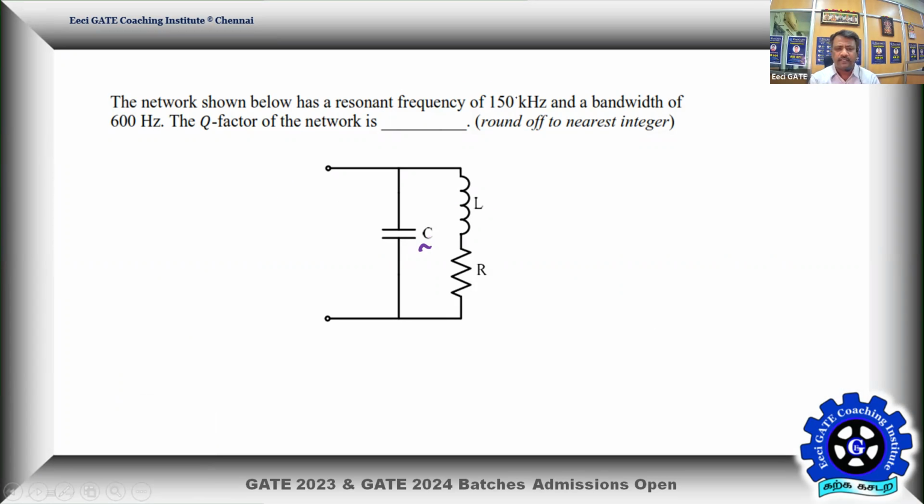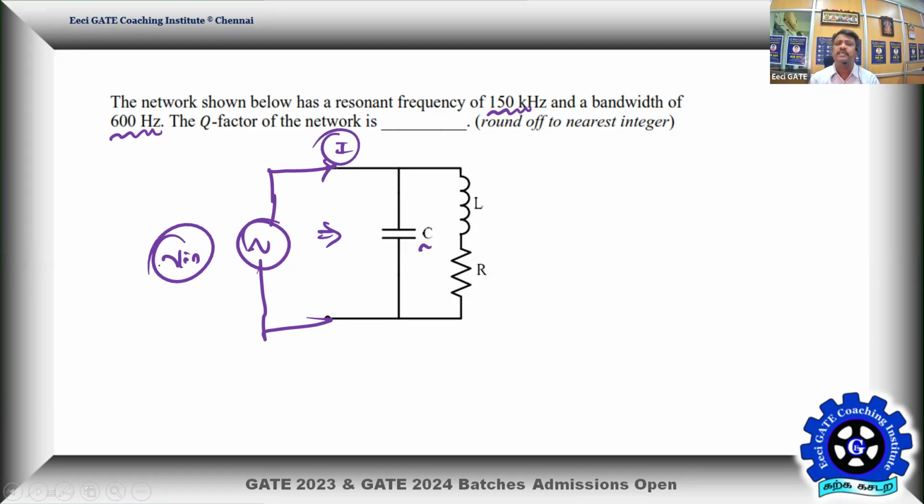The resonance frequency is given as 150 kilohertz and the bandwidth is given as 600 hertz. What exactly does it mean? If you excite this by an AC source, say it's Vn, the circuit is going to draw a current I, and this current is going to be a maximum or minimum at the resonance condition. But this current is going to be strictly in phase with the voltage. So voltage phasor and current phasor will be in phase. Depending on the impedance or admittance of the circuit, the current will be either maximum or minimum.